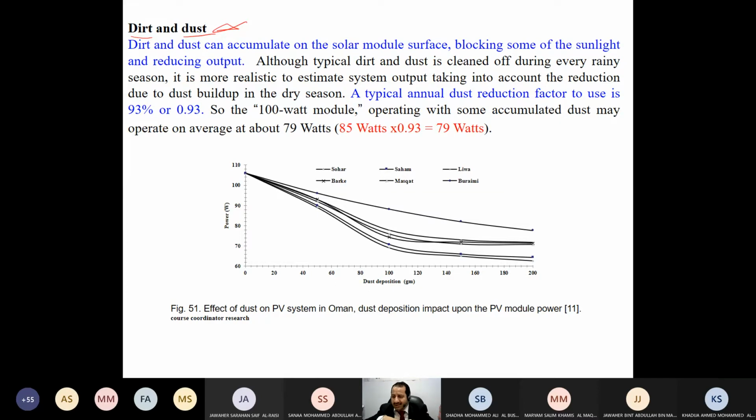So it reduces the solar radiation. When we reduce the solar radiation, we reduce the productivity, right? So it's not good for the panel to have dust accumulated on it.